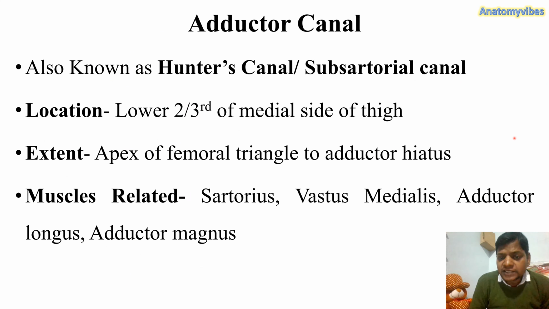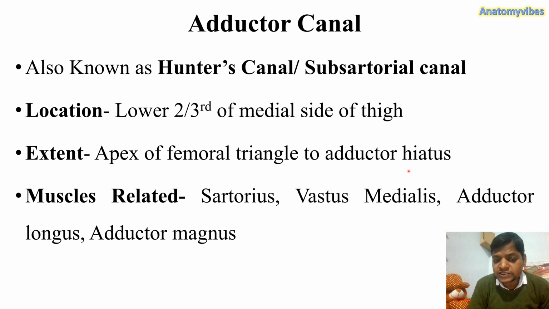So adductor canal, other names are Hunter canal and subsartorial canal. Where is the actual location? It is located in the lower 2/3 of the medial side of the thigh. Extent, as we have discussed, it goes from apex of femoral triangle to the popliteal fossa through one hiatus. That hiatus is known as adductor hiatus, present in adductor magnus muscle. Through that, femoral artery will pass and become the popliteal artery. So this is going from apex of femoral triangle to adductor hiatus.